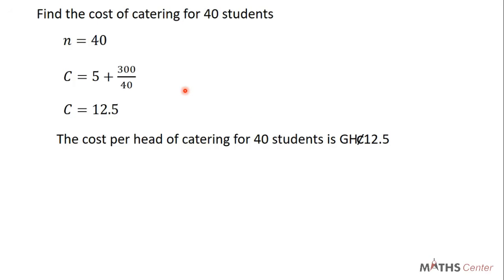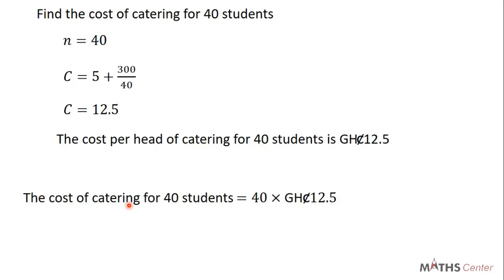But the question did not ask us for the cost per head of catering for 40 students. It asked for the cost of catering for all the 40 students. So if each student will pay 12 Ghana cedis, 50 pesewas, and there are 40 students, then we can say that the cost of catering for the 40 students is equal to 40 times 12 Ghana cedis, 50 pesewas, because each student will pay 12 Ghana cedis, 50 pesewas, and there are 40 students.